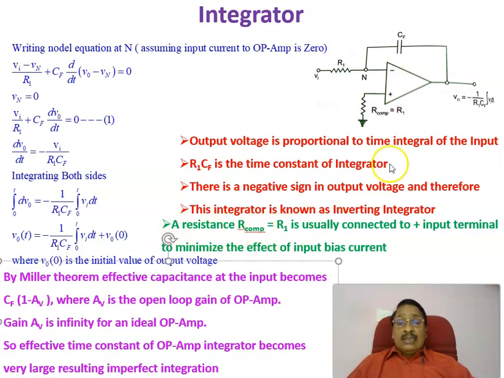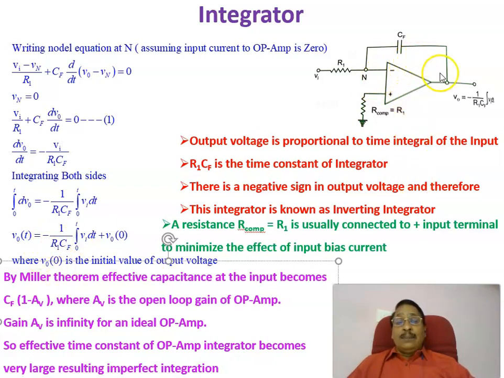Therefore, a resistance R-comp, equal to the input resistance R1, is usually connected at the input terminal to minimize the effect of the input bias current. To reduce the bias current, we connect a compensation resistance. Now, this is an ideal integrator. Let us see what the issues of this ideal integrator are. Of course, the practical integrator will come later.